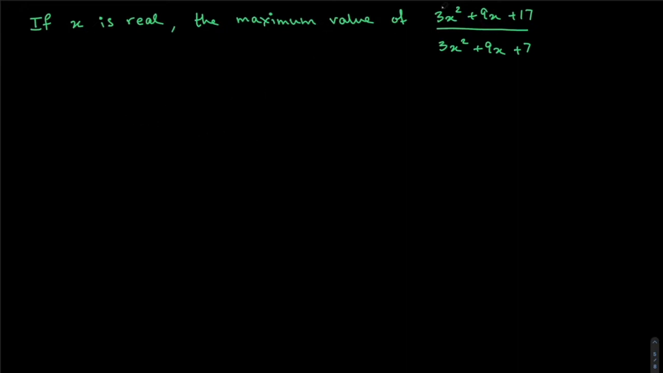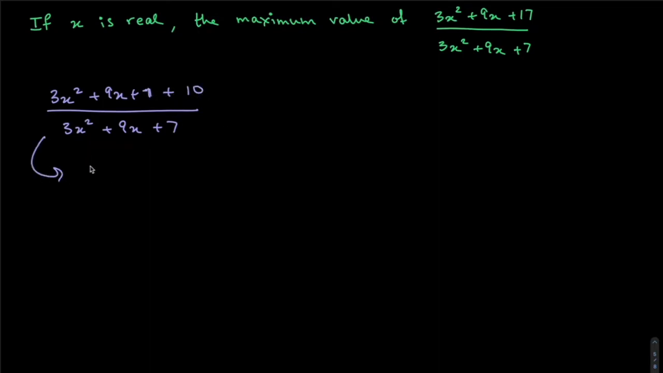I'm going to break this function. I can see that the 3x squared and 9x terms are the same in the numerator and denominator. The only differing part is the constant. So I'm going to break this function into two parts. I'm not going to do partial fractions, that's something I'll do later. Instead I'll write (3x squared plus 9x plus 7 plus 10) upon (3x squared plus 9x plus 7), breaking it up to match the denominator.